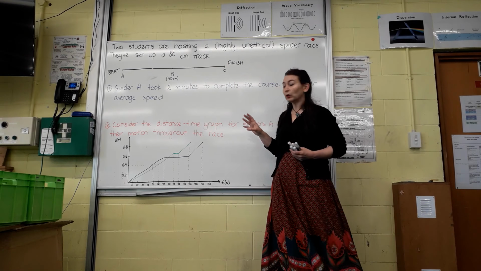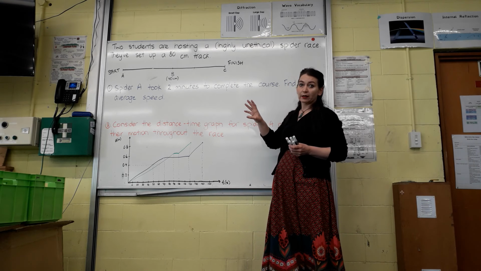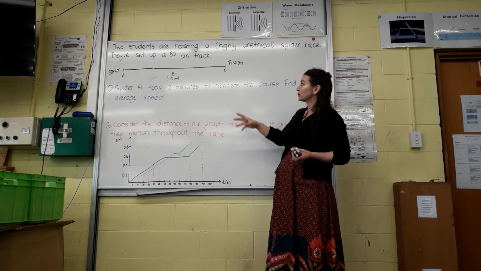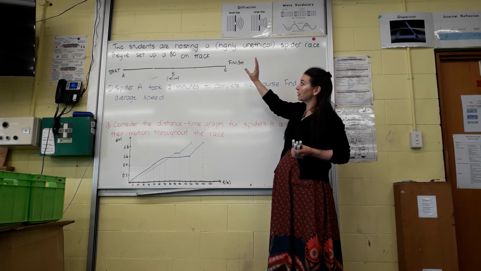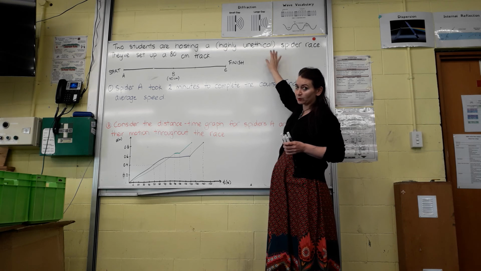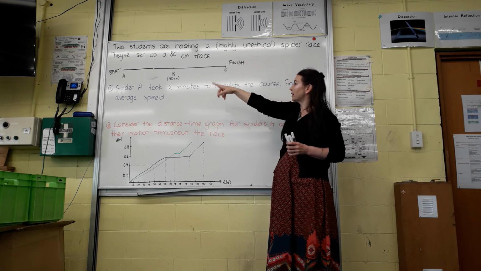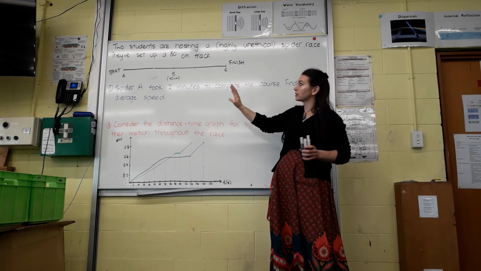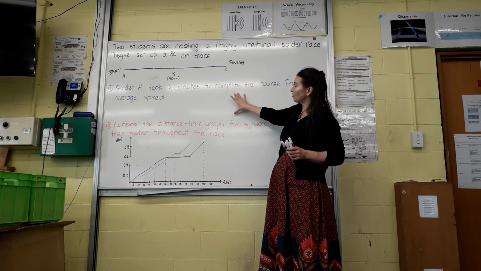So here's an example of a question using straight line motion about speed, distance and time. I've set up a situation where two students are having a highly unethical spider race, and they've set up an 80 centimetre track. You can see here I've just labelled it ABC for convenience. And then we're told some stuff.